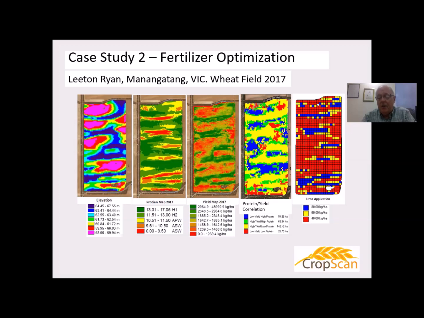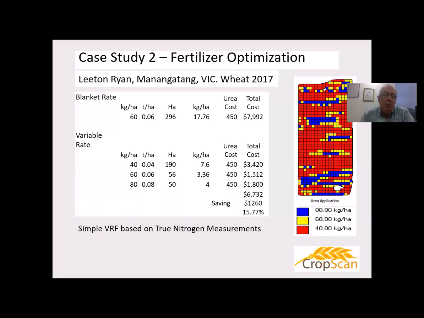You'll note that they've adopted a similar strategy, 3 zones, 80 kilograms, 60 kilograms, or 40 kilograms, based on whether in the correlation map it is yellow, red, blue, or green. Now what they looked at is their normal practice was just to do a blanket rate. So if they had used 60 kilograms per hectare across this field, 296 hectares, at a cost of urea of $450, then the total cost would have been pretty close to $8,000. But using the strategy that came from the performance maps and therefore developing the performance zones, they were able to distribute that fertilizer much better, and the total cost of fertilizer reduced by $1,260.